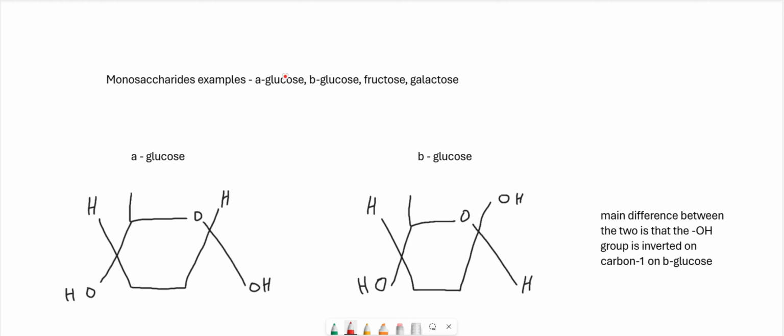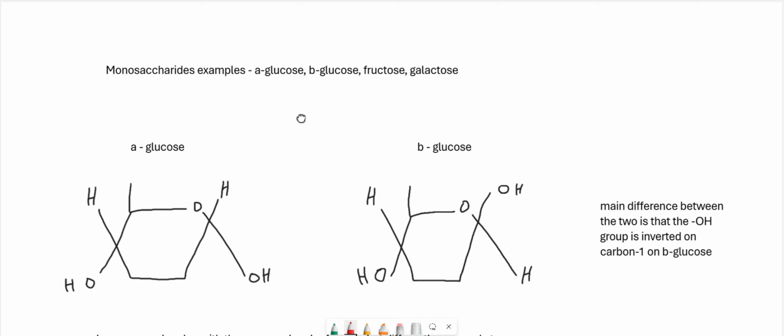Now, you may be like, what is A, what is B? Well, A is for alpha, B is for beta. So that's why we have alpha glucose and beta glucose, fructose and galactose. And then your next question might be, what is alpha glucose? What is beta glucose? What are the differences between them? Alpha glucose, beta glucose, fructose and galactose are monosaccharides. And the difference between glucose, which is alpha and beta, is down below.